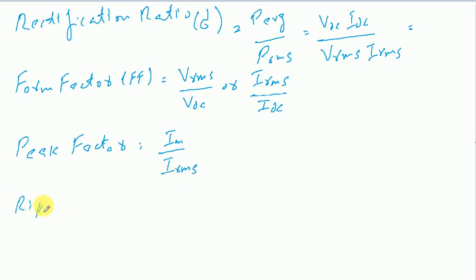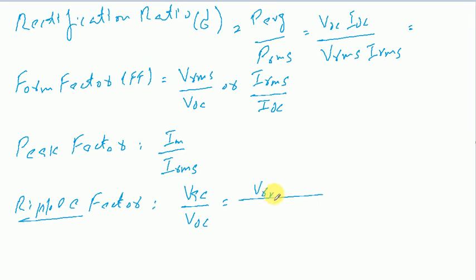Another common term associated with these is known as the ripple factor. This is basically used to determine the amount of ripple present in a particular converter circuit. It is the ratio of the AC quantity present in the output signal to the DC quantity of the output signal, and further the value of the AC quantity can be determined by this equation. So this is how we can further calculate the value of the ripple factor.